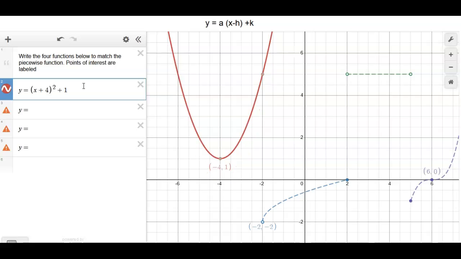And shift up 1. And with our restricted domain, we're going from negative infinity. And anytime that you use infinity, just use the less than symbol. We don't want to use the less than or equal symbol. And we're going to use the less than or equal this time because it's a closed circle. And so the x value that it goes to is -2.